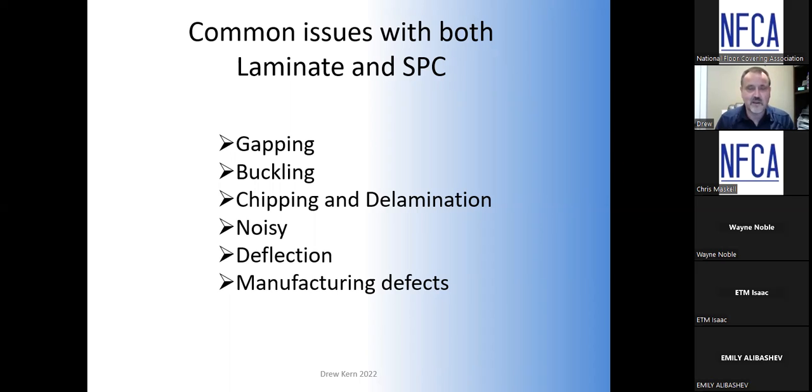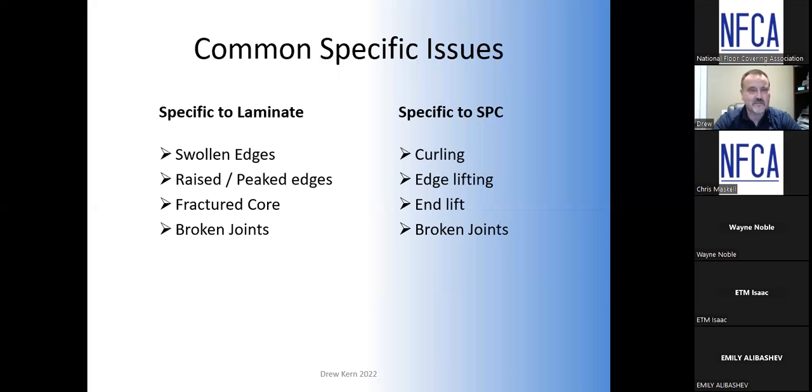I'll bet you that's a big one out there. Deflection. Deflection is movement in the floor when you walk on it. And of course, manufacturers aren't perfect. Most of them will admit on occasion they'll make a mistake and they'll come to the table for that.